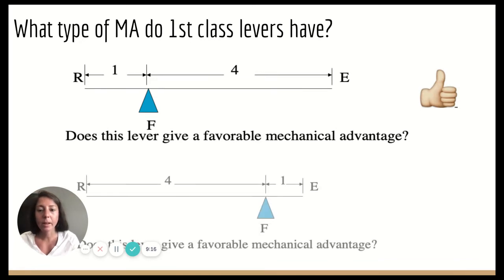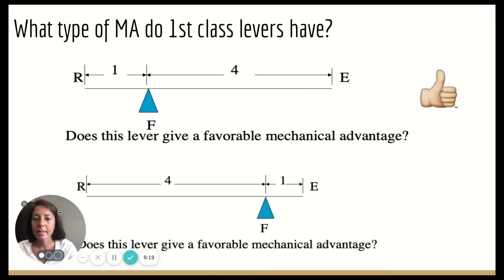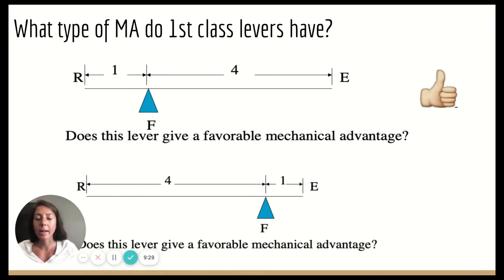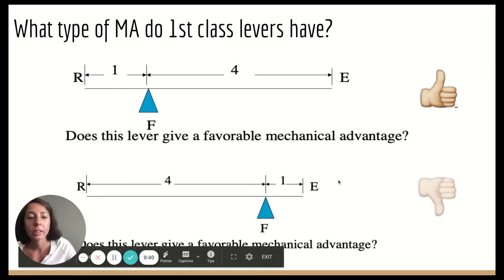Now, we could also have a system set up like this. Notice the fulcrum is still in the middle, so it's still a first class lever. But now, if you calculate the mechanical advantage, I want you to type in the box, what number did you get? Hopefully, you got 0.25 or 1/4, which does not give a favorable mechanical advantage.